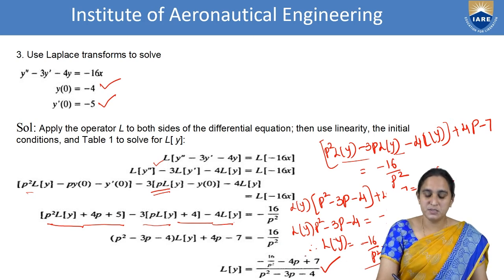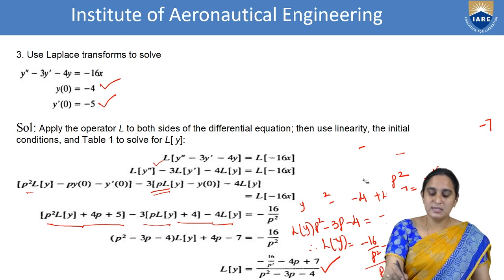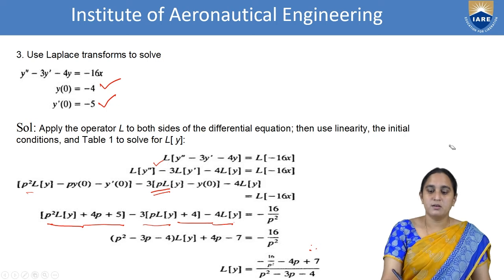Minus 16 by p square minus 4p plus 7 by p square minus 3p minus 4. Okay, next apply inverse Laplace transform on both sides. But after applying the inverse Laplace transform operator on both sides, is there any formula for the LHS part? There is no direct formula for this.